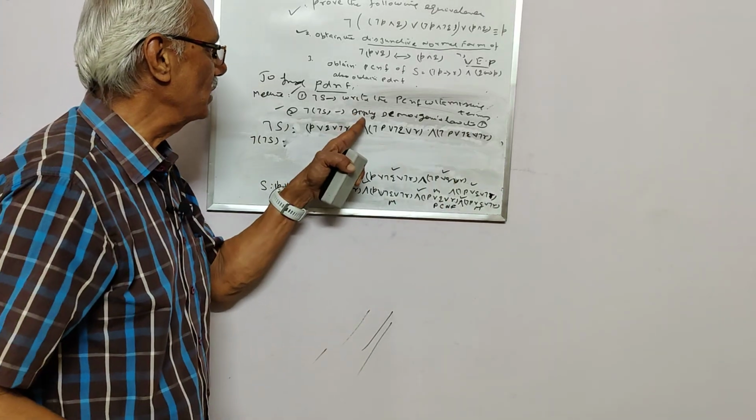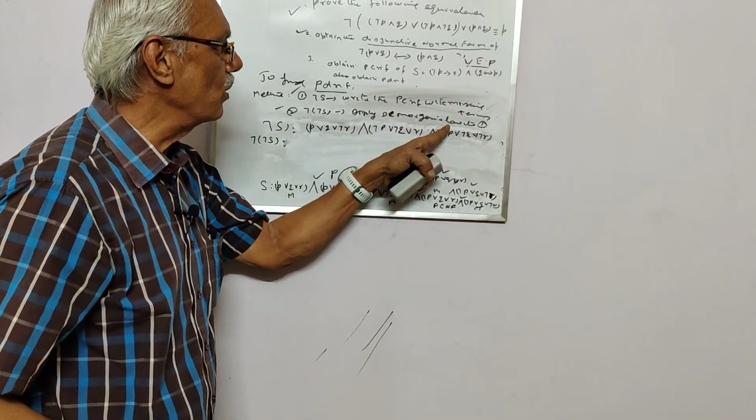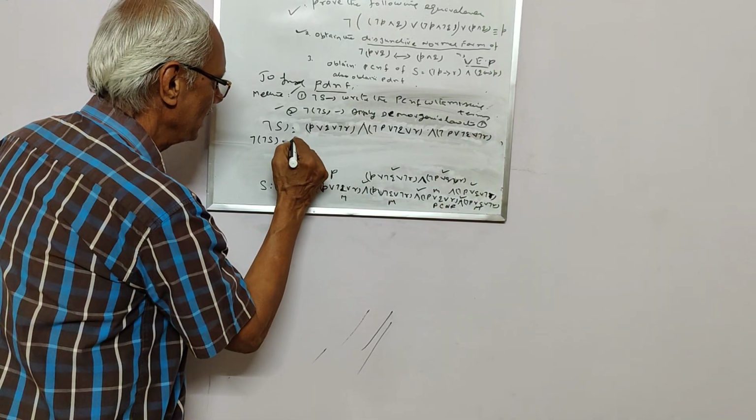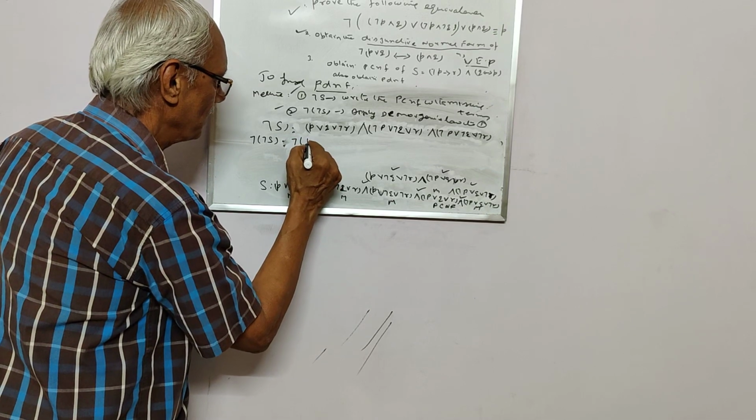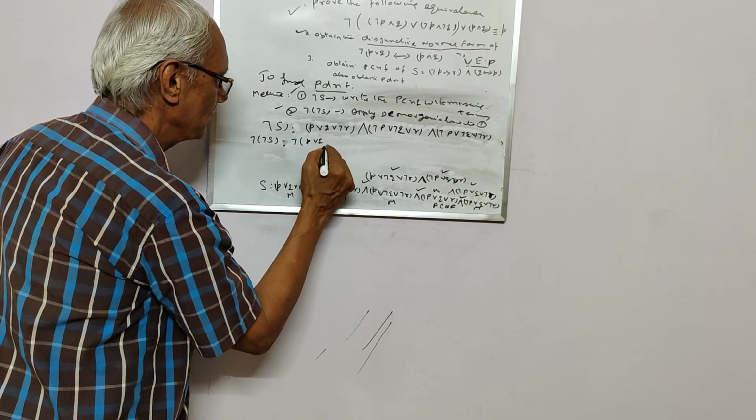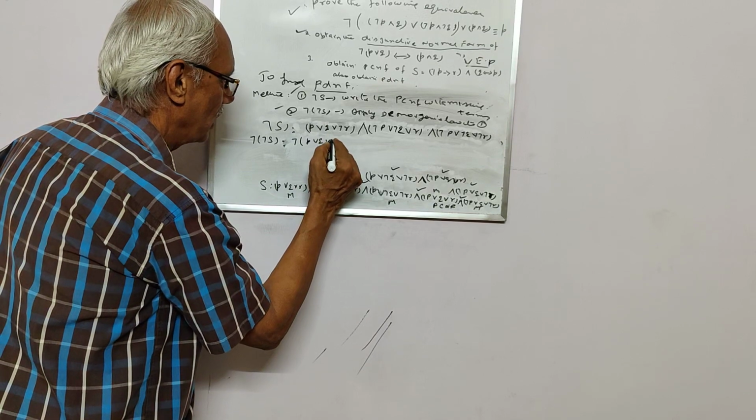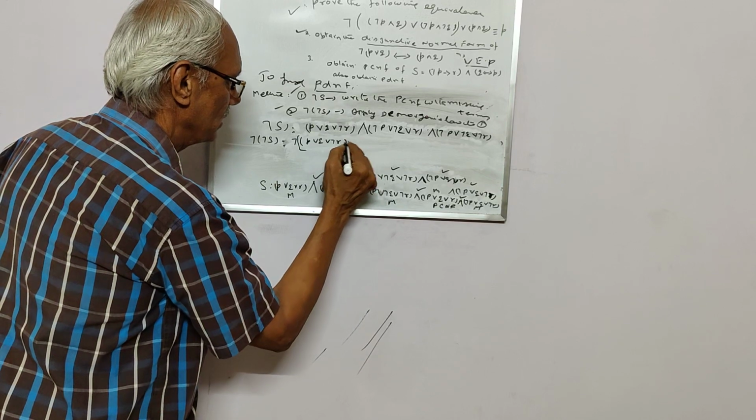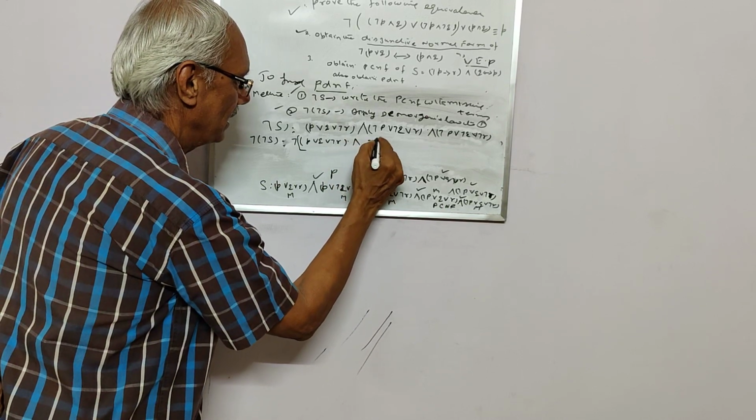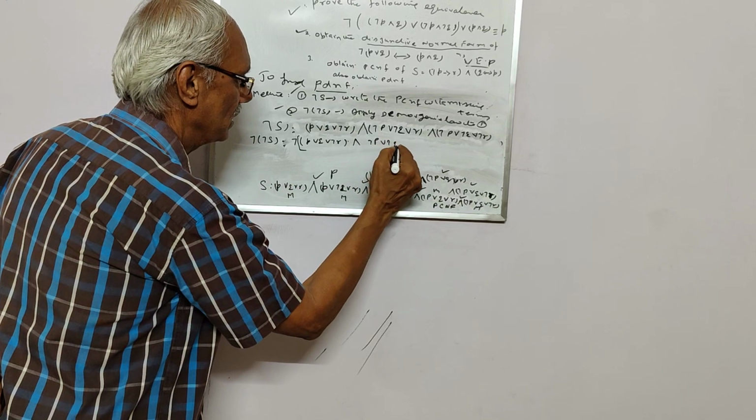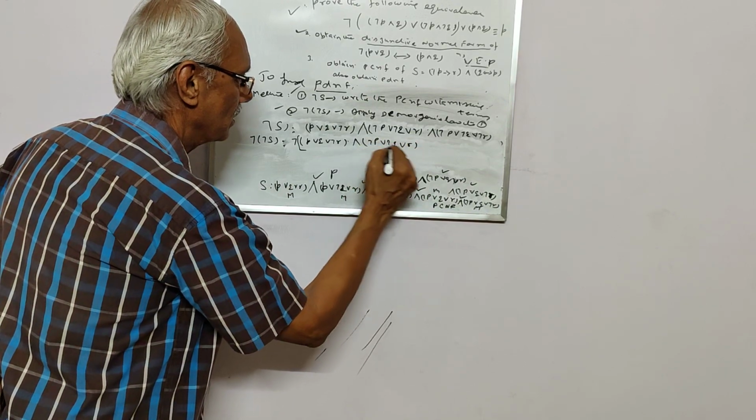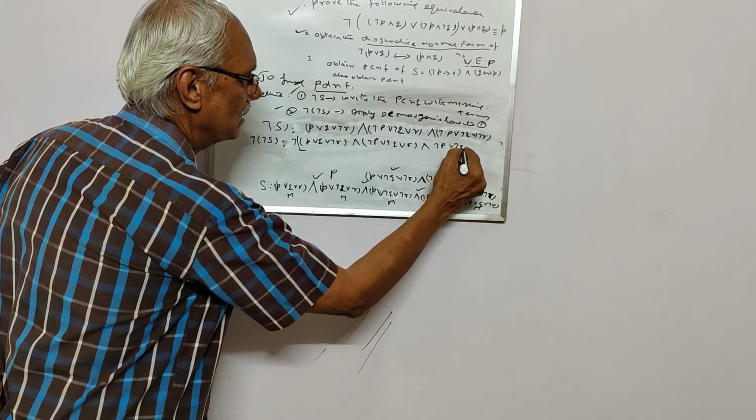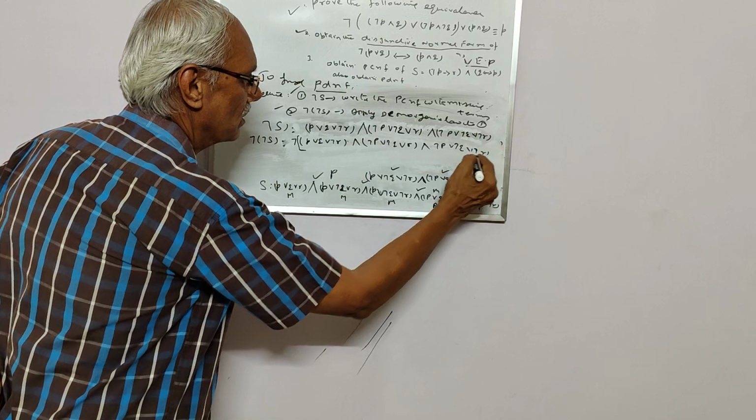Now what is the meaning of what I have written here? Apply De Morgan's law to 1. So when you apply De Morgan's law here, negation of P union Q union negation of R. This one: negation P, negation Q, R. Negation P, negation Q, negation R.